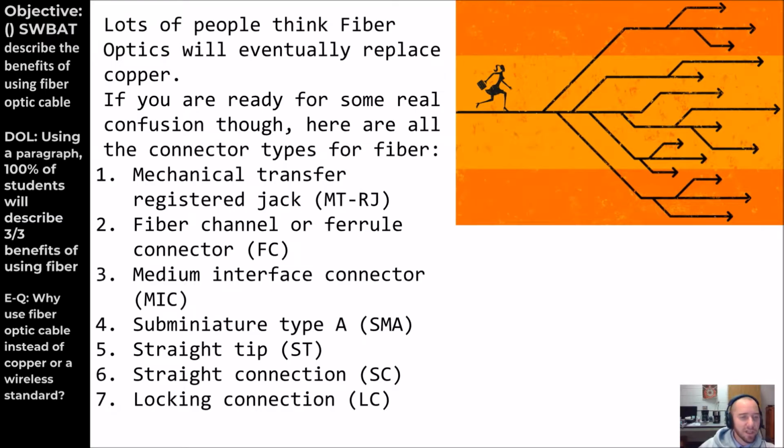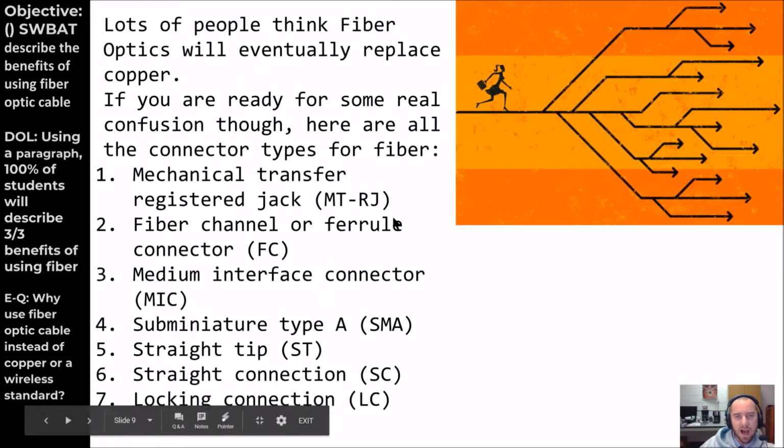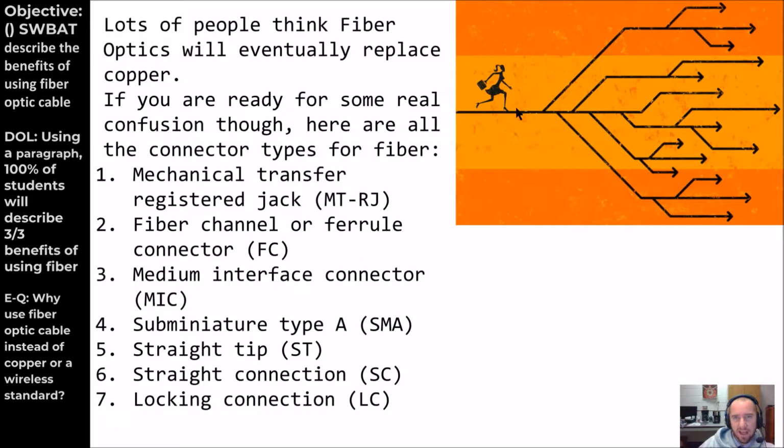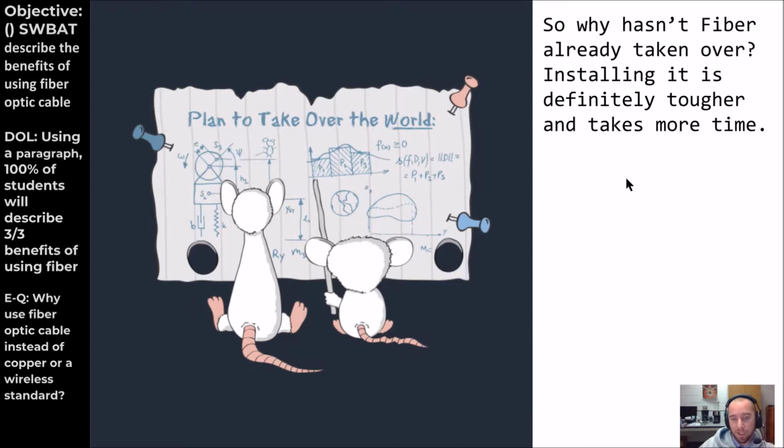The tricky thing about fiber optic cables is all these different connector types. You've got the mechanical transfer registered jack, fiber channel or ferrule connector. You have a medium interface connector, a subminiature type A, straight tip, a straight connection, and a locking connection. Now, if people think fiber optics will eventually replace copper, I imagine they'll want to get these options for connector types down. That way people don't go insane with all the possibilities that they have for connectors.